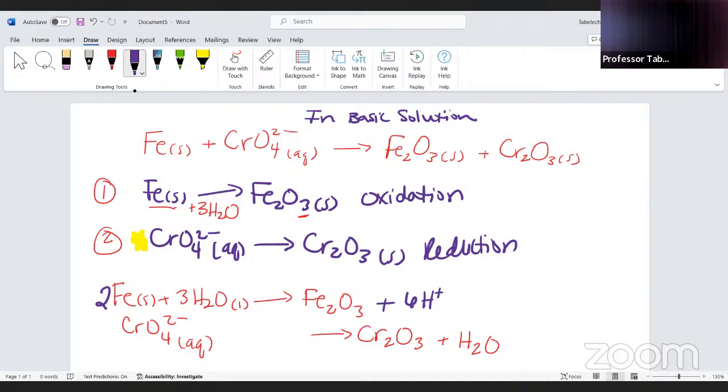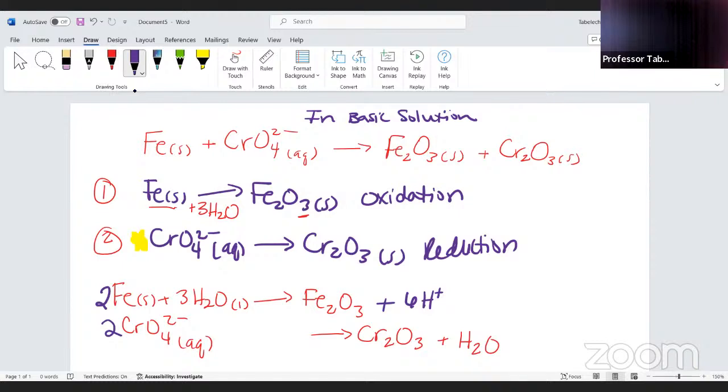So we've got our 2 irons on the left, 2 irons on the right. We've got 6 hydrogens on the left, 6 hydrogens on the right, 3 oxygens on the left, 3 oxygens on the right. And now for the last part on the second equation, we've got our chromates. We've got 1 chromium on the left, but we've got 2 on the right. So you guys know what we need to do, right? We need to add a 2 there. And when we add the 2, that gives us our 2 chromiums on the left.